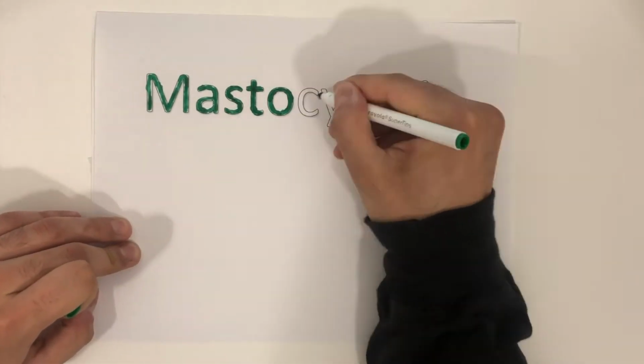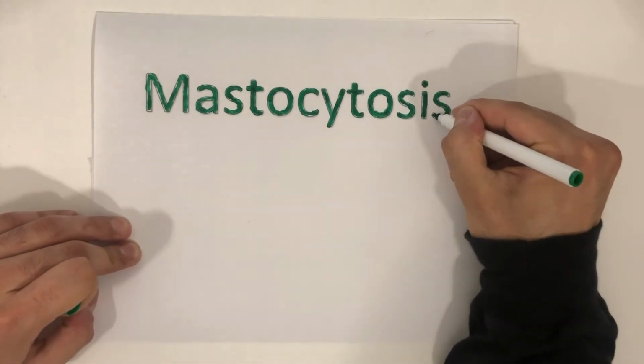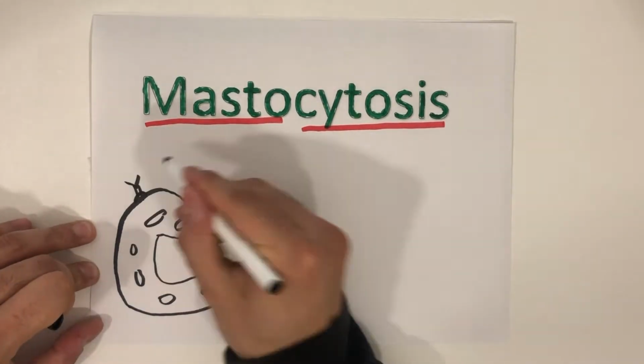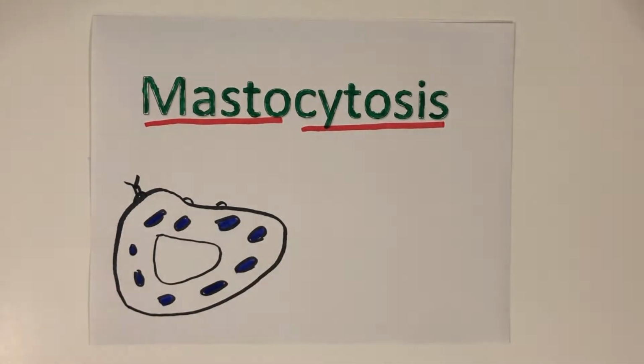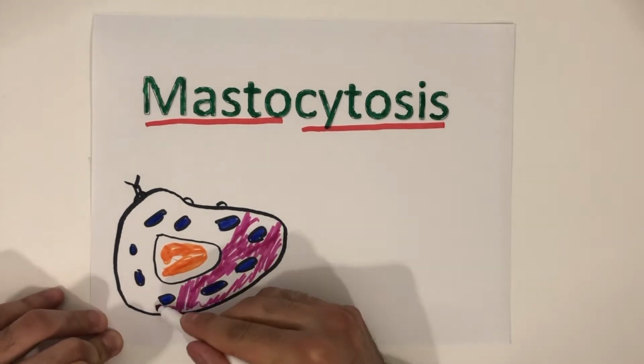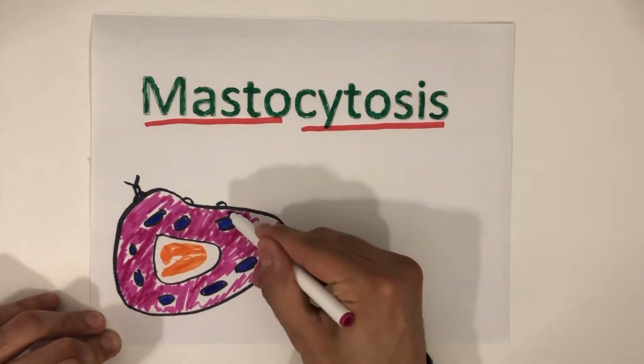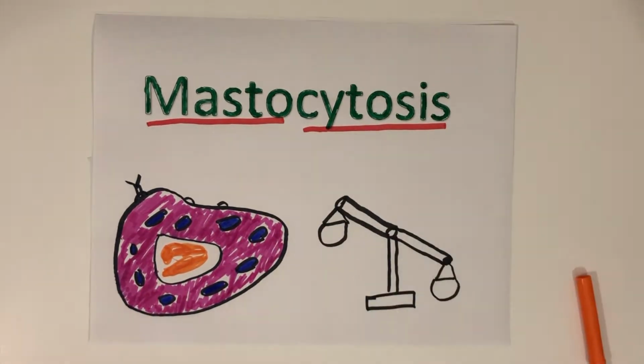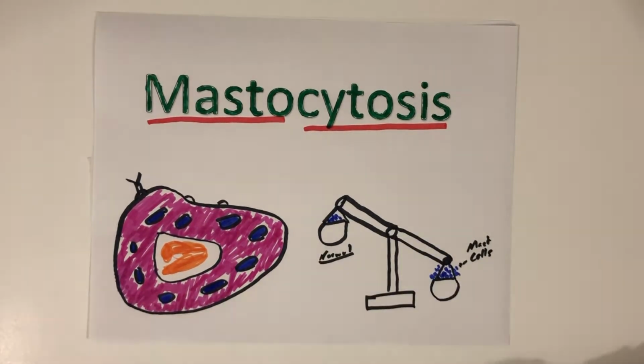Today, we're going to learn a little bit about mastocytosis. The term mastocytosis itself can be broken down into mast, meaning involvement of human mast cells, and cytosis, meaning a condition in which more than the normal levels of cells are present. Mastocytosis as a disease is a group of disorders caused by higher than normal levels of mast cells either in the skin or in other organ systems in the body.